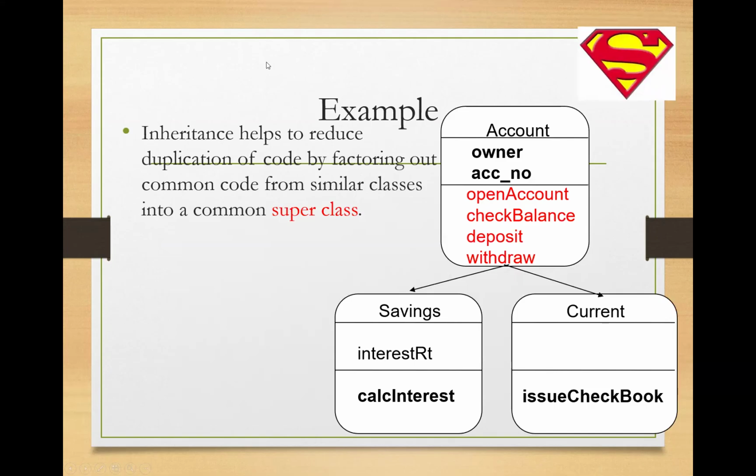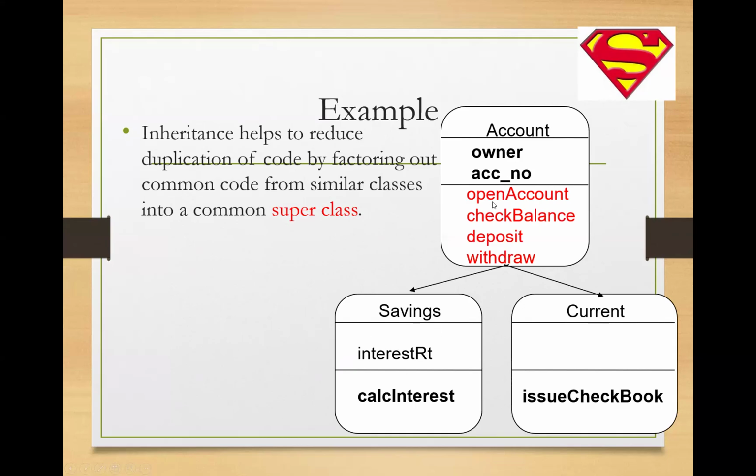Therefore, inheritance helps to reduce the duplication of code, so you could reuse the code. Inheritance helps to reduce duplication of code by factoring out common code. Then you can have it in the superclass. For example, if it is an account class, then for every account, owner, account number, and balance are common for all the accounts, right?